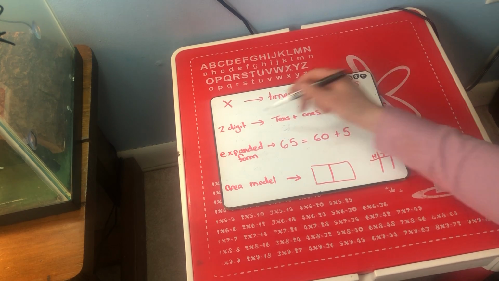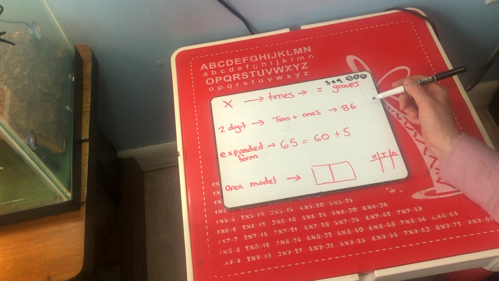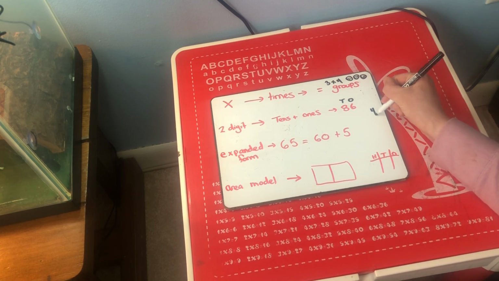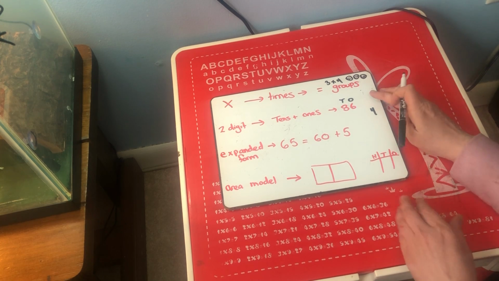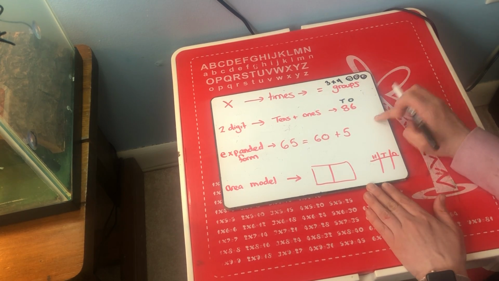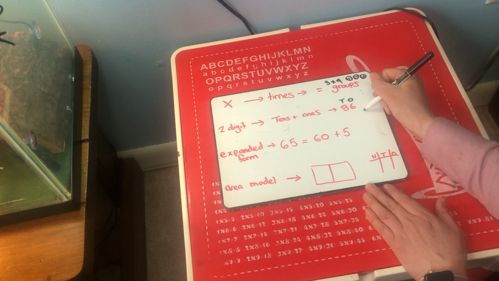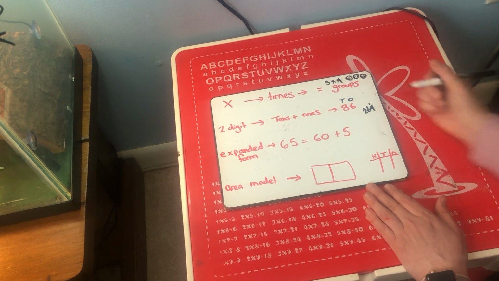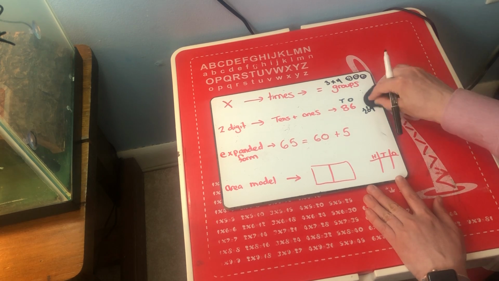When I say 2-digit number, that means it's a number with a tens place and a ones place. So 4 is a 1-digit number. 86 is a 2-digit number. 204 is a 3-digit number. Each one of these is a digit.